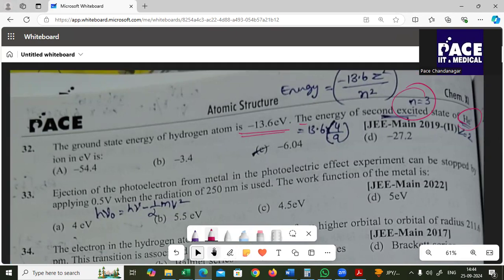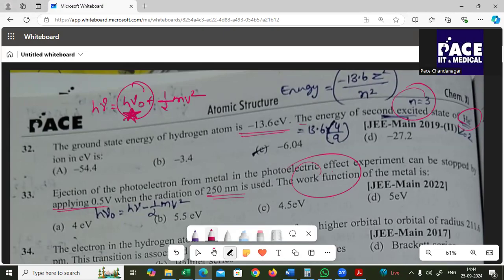Then ejection of electron from a metal in the photoelectric effect experiment can be stopped by applying 0.5 volts when radiation of 250 nanometer is used. The work function of the metal is asked. Whenever you are talking about the work function, h nu is equal to h nu naught plus half mv square. So here work function is being asked, h nu minus half mv square. Just substitute those values, you will get your answer there.